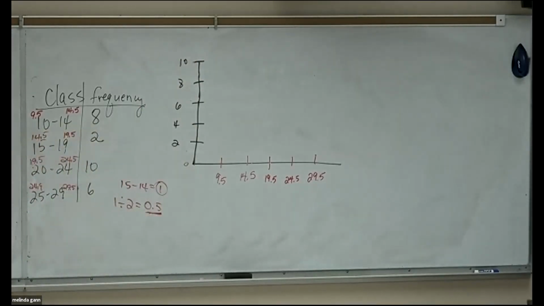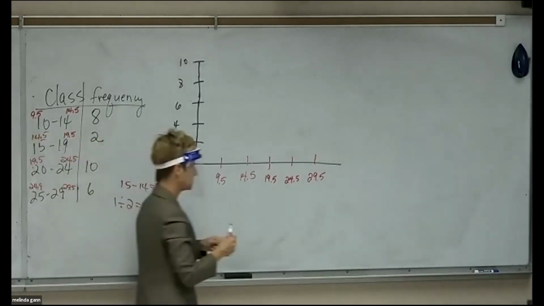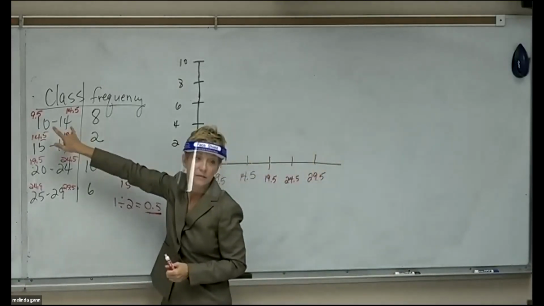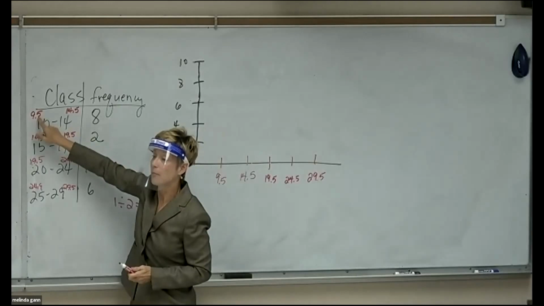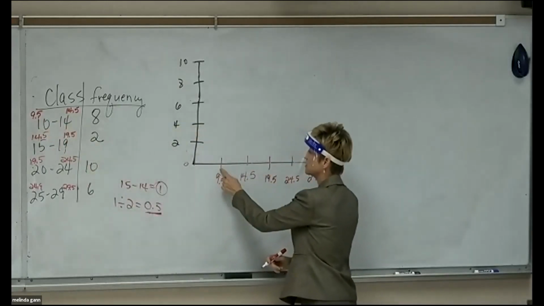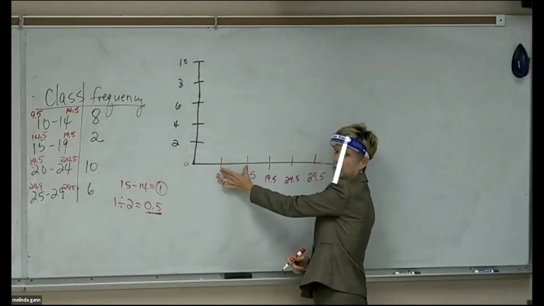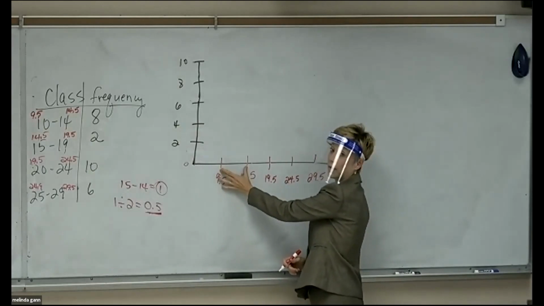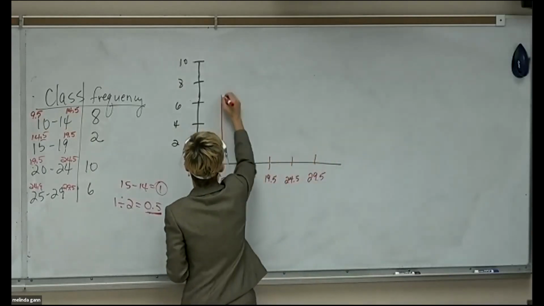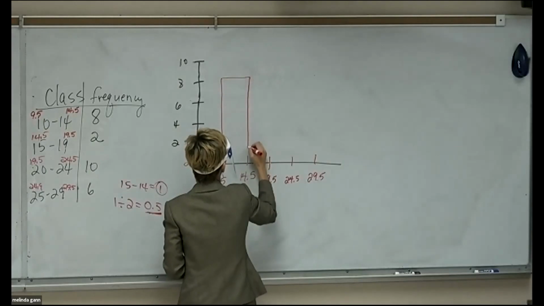So does everybody understand what put the frequencies on the vertical scale means? Then it just says, draw the bar to a height that corresponds to the frequency. Now, do you see that on your first class, 9 and 5/10 was your lower boundary and 14 and 5/10 was your upper boundary? So from here to here represents class 1. What's the frequency for class 1? 8. So when I draw the bar for class 1, it's got to go up to a height of 8.